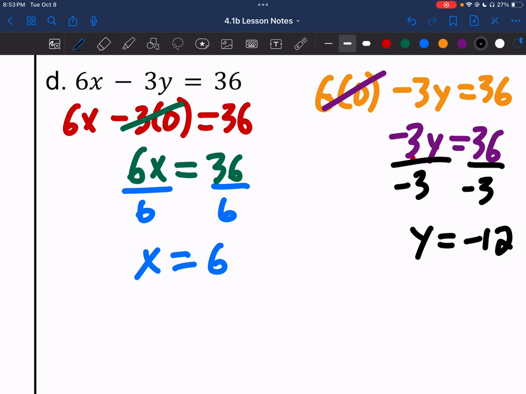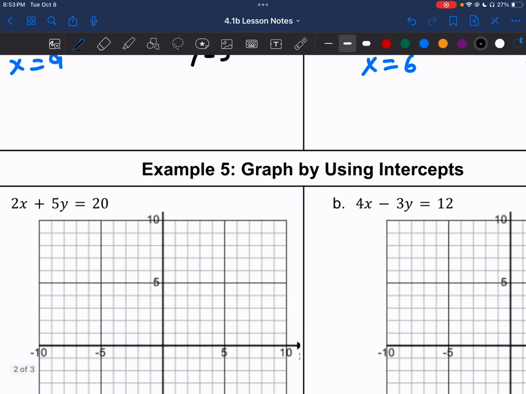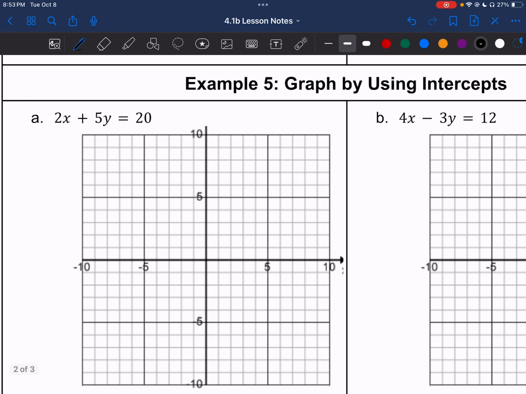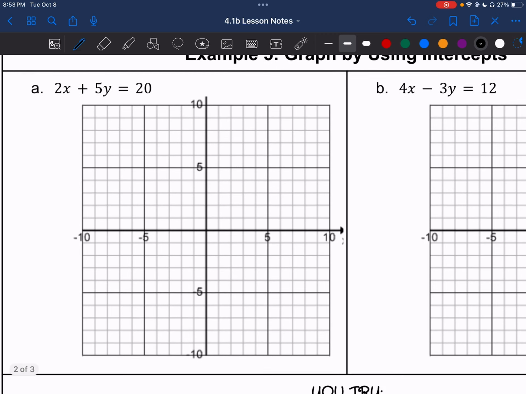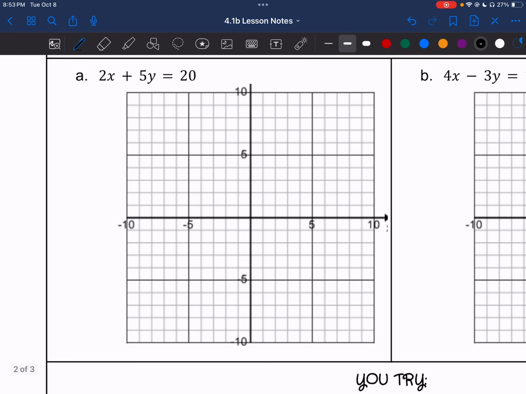All right. So now, example 5 is going to be taking that step and applying it to the skill of graphing. So we are going to find our intercepts, and we are going to graph our equation based upon those intercepts. So for letter A, I'm going to find my x-intercept first.